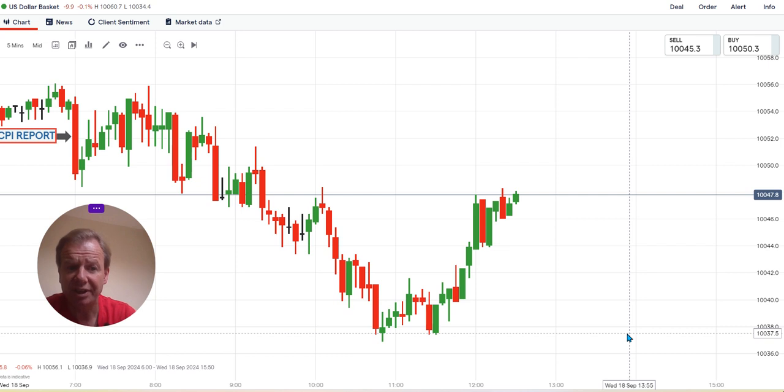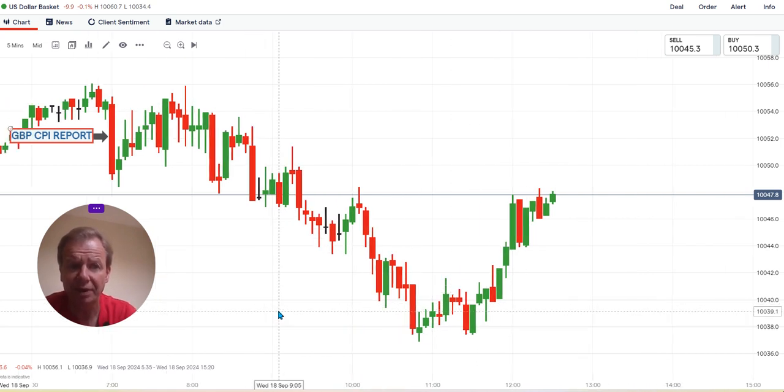But what it does is, I don't trade it, but it gives you a good indication. If you look here, this is when the pound CPI report came out at 7 o'clock. You see it's gone down, because obviously the pound goes up against the US dollar, then the US dollar is going to come down. And this is what happened.